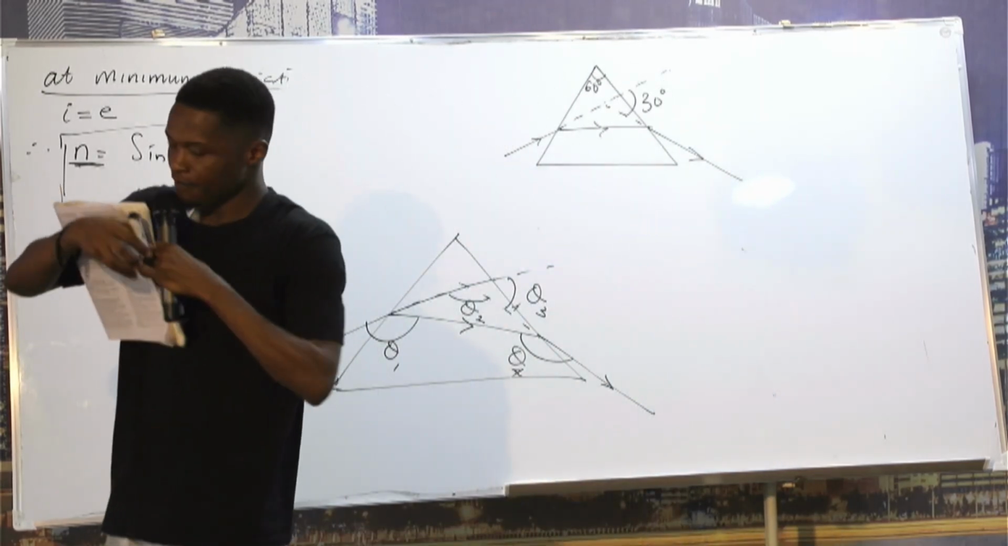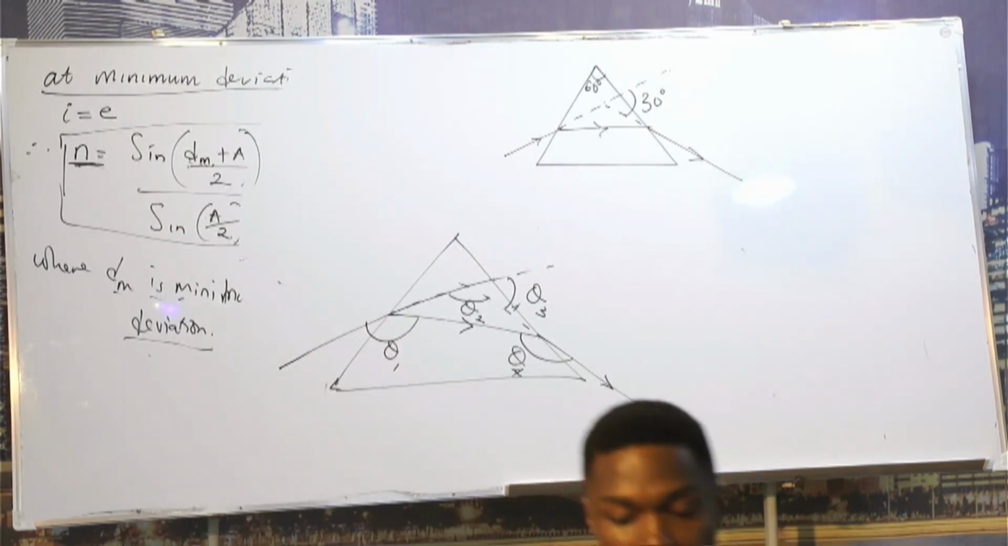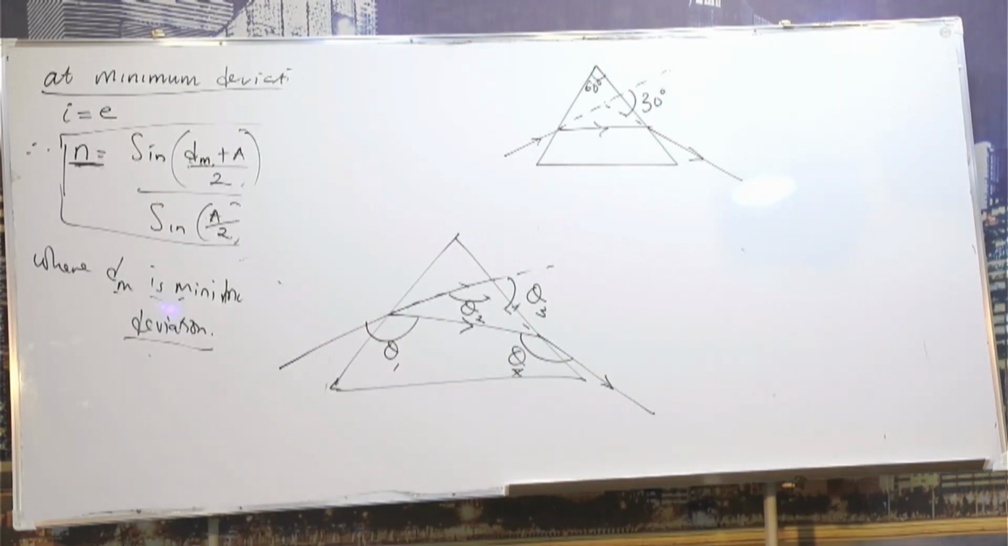Okay, look at the diagram. That is the diagram. They now said, calculate the refractive index of the material for the glass prism in the diagram above. Calculate the refractive index for the material of the glass prism. Class, in that diagram, do you know your angle of minimum deviation? What is the deviation there? 30.